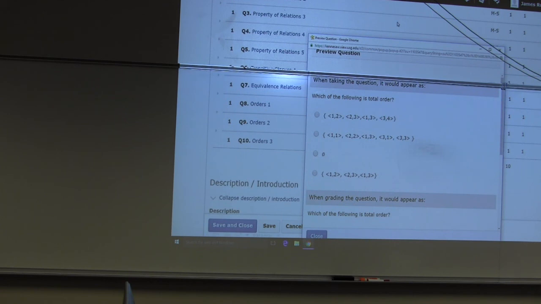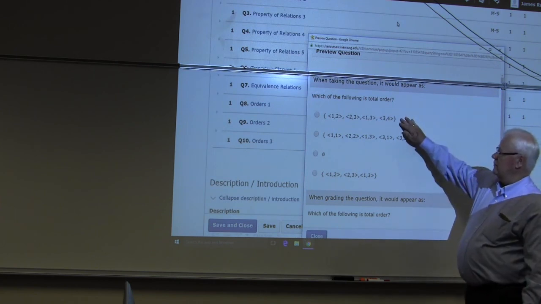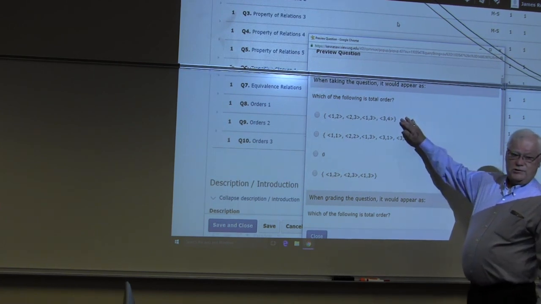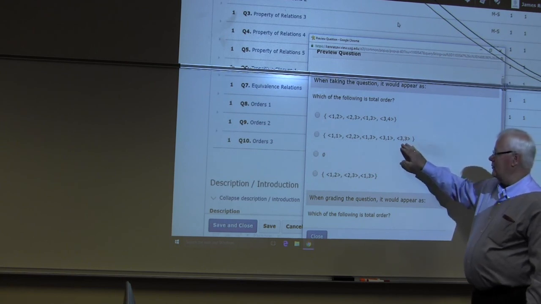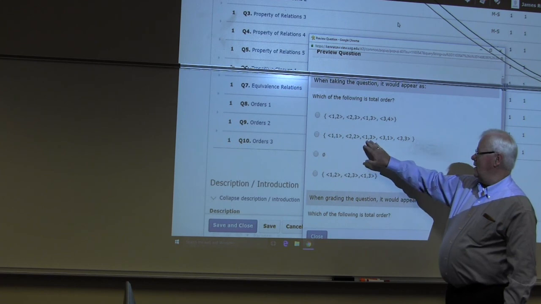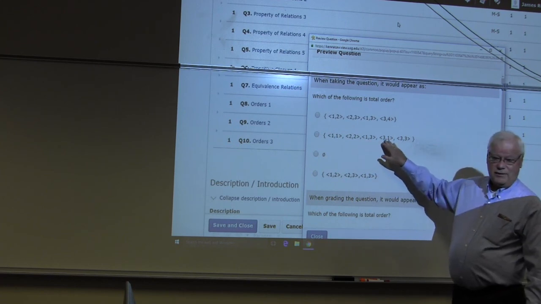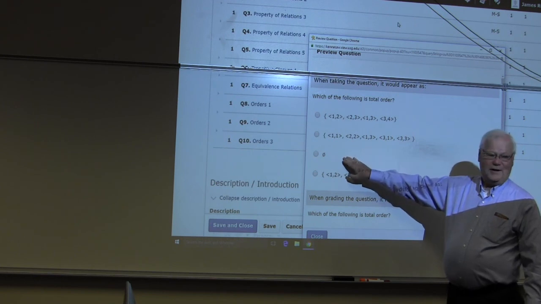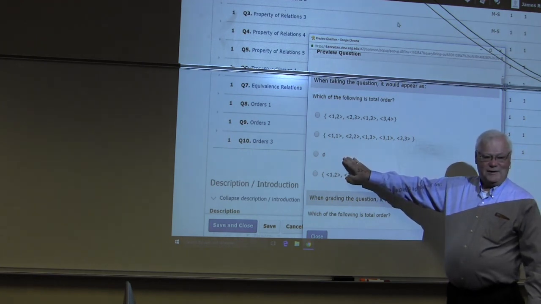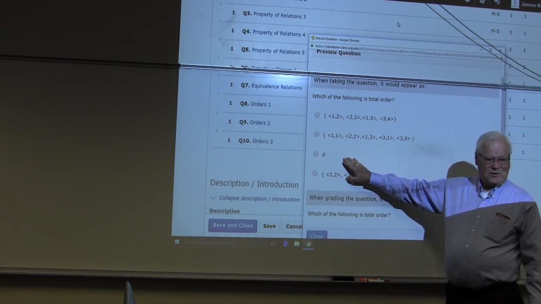Okay, which of these is a total order? Is this one? This one's not reflexive, is it? How about this one? It's got the empty set. 3 to 3, 2 to 2, 1 to 1. I have a symmetry going on here, don't I? That's not it. What about this one? Yeah. Uh-huh. Trick, isn't it? It's reflexive, it's anti-symmetric, and it's transitive. Does it matter that it's also symmetric? No, it's not part of the definition of total order.